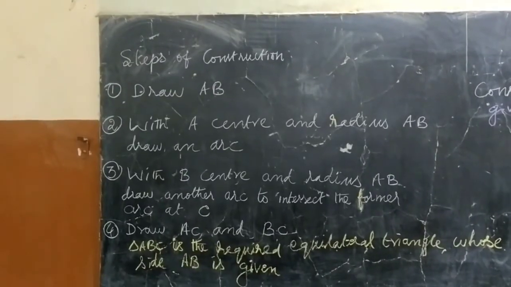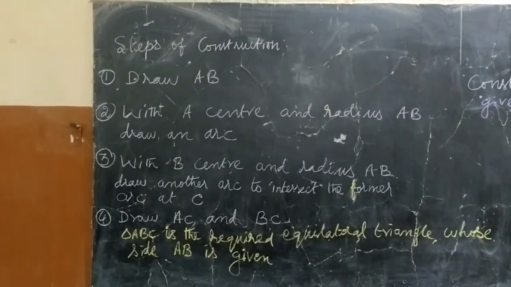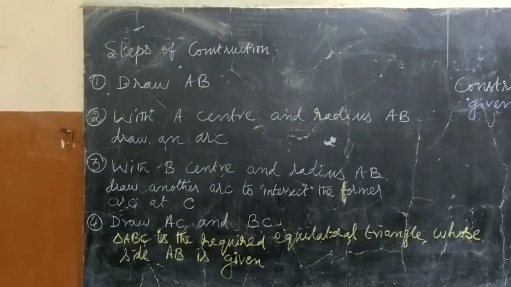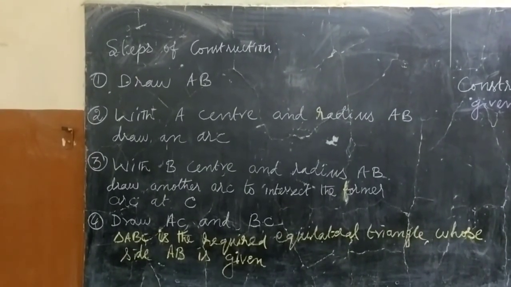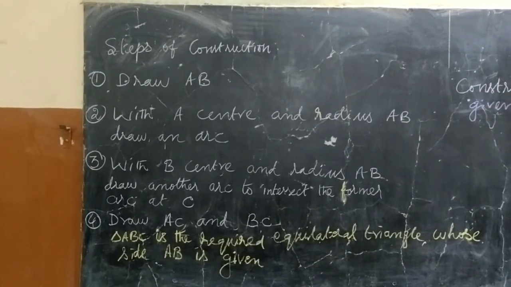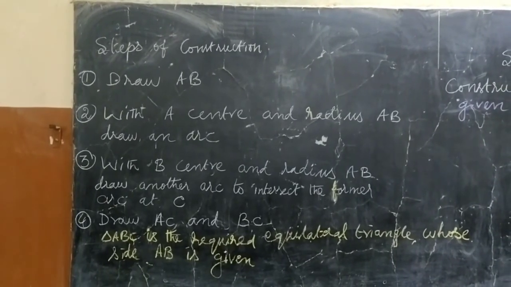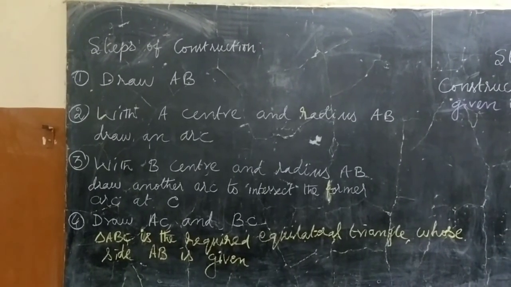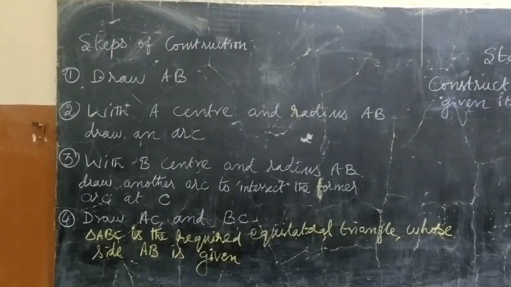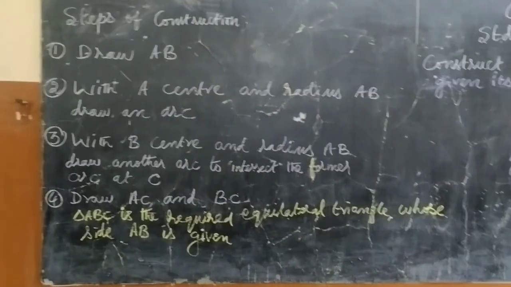Let us see steps of construction. The first point is draw AB. Second point is with A center and radius AB, draw an arc. Third point is with B center and radius AB, draw another arc to intersect the former arc at the point C. Fourth point is draw AC and BC. Triangle ABC is the required equilateral triangle whose side AB is given.